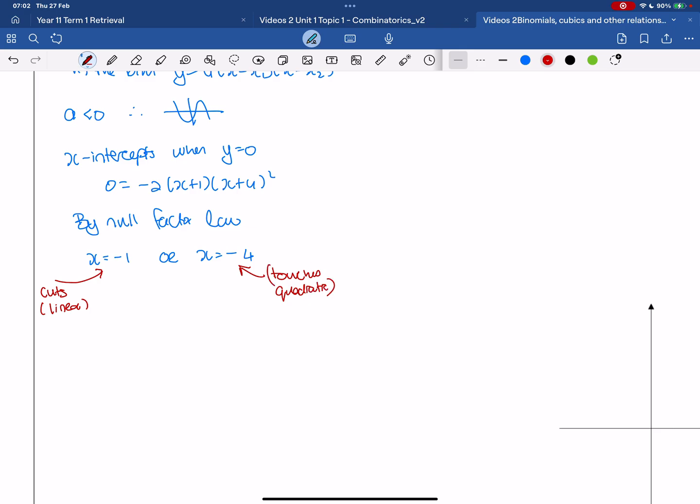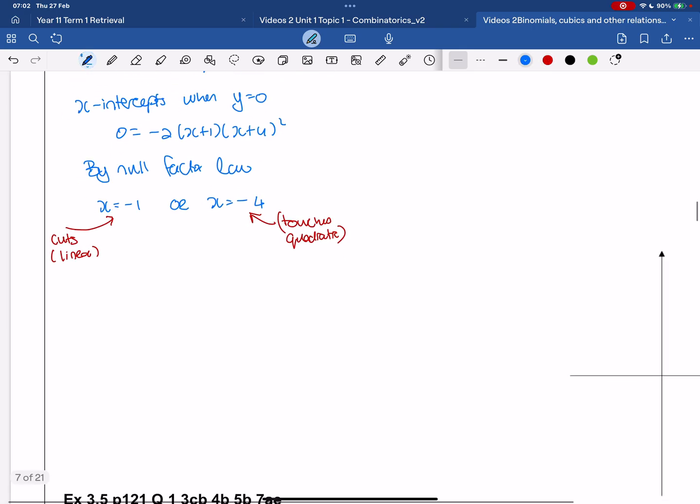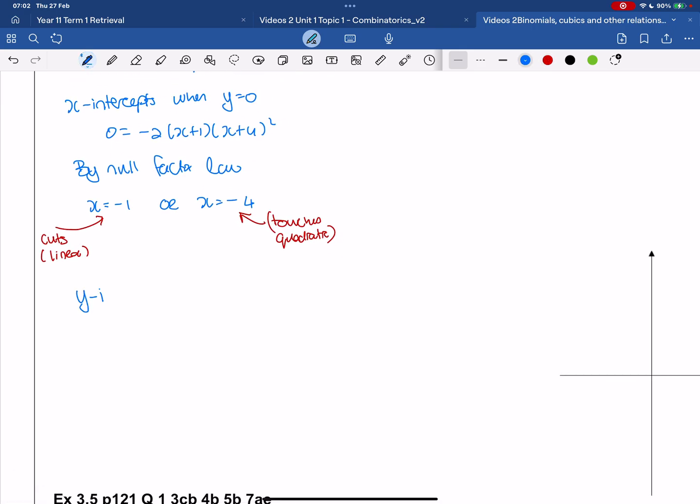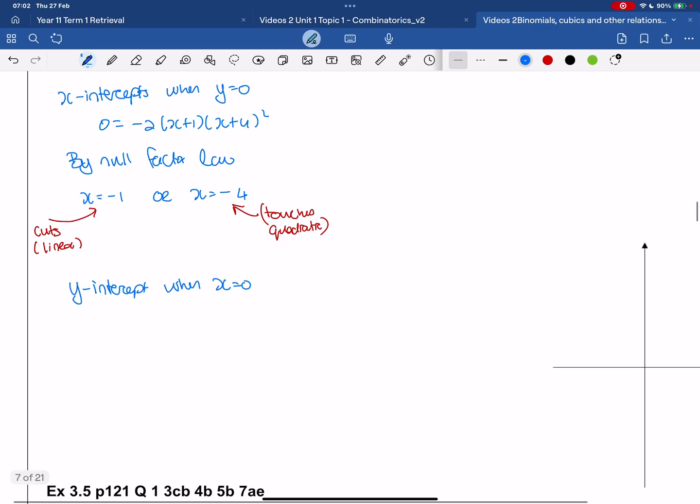Okay, we need a y-intercept, so y-intercept when x equals 0, so we have y equals negative 2, 0 plus 1, 0 plus 4 all squared, so that gives me negative 2 times 1 times 4 squared, and that's 16 times 2 is negative 32.